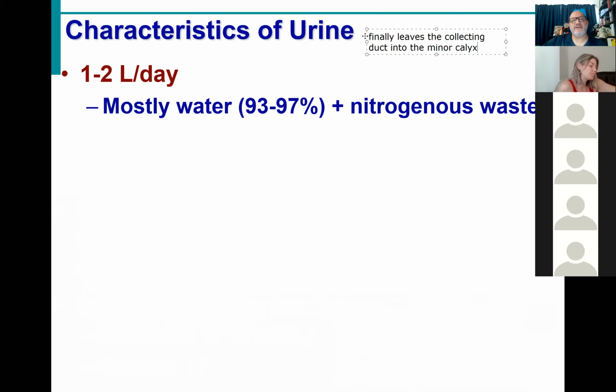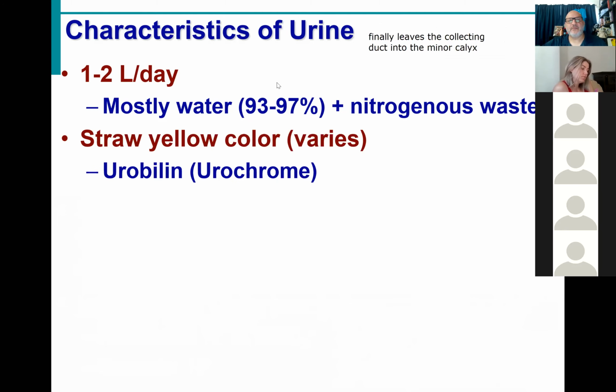So at the end of all this, we produce on average about 1 to 2 liters of urine during the course of the day. Mostly water, 93 to 97%, depending on conditions of your body, and nitrogen-based wastes. Typically healthy urine is a straw yellow color, although there are some variations. One of the primary pigments of your urine is urobilin. Remember that came from the breakdown of bilirubin in the making of bile and in digestion.